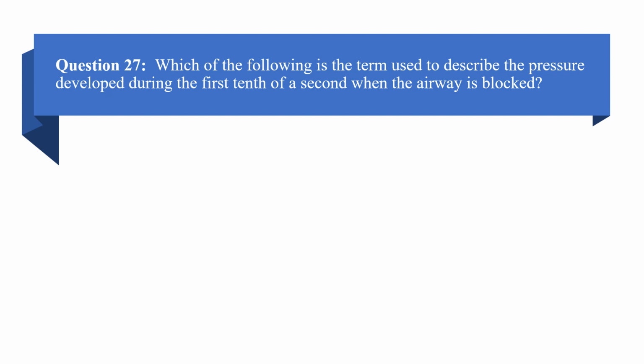So question 27: which of the following is the term used to describe the pressure developed during the first tenth of a second when the airway is blocked? A, 1/10 P; B, P 10%; C, P0.1; and D, P percentage RAW, or resistance at the airway. Take a moment, look at your choices. Correct answer, drum roll, is C, P0.1.